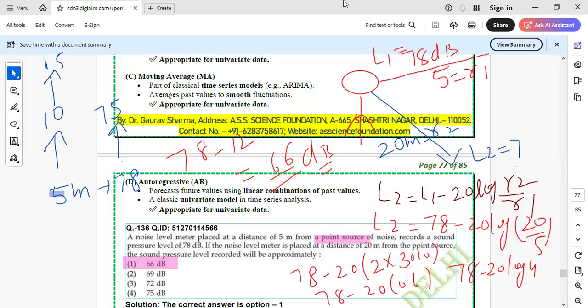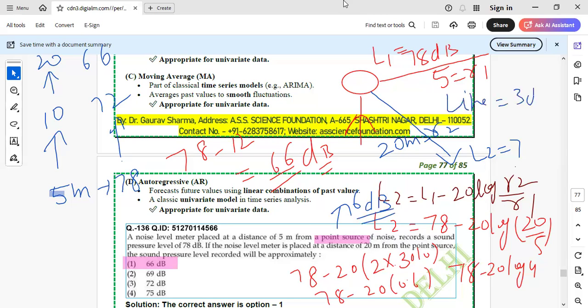Line source is 3 dB, point source is 6 dB. Yeah, absolutely right. Point source is 6 dB. So first it will be 72. Then when you do doubling of this, 10 to 20, it will become 66. So both ways you can do. For point source it is a 6 dB decrease if you double the distance. For line source, we have 3 dB.